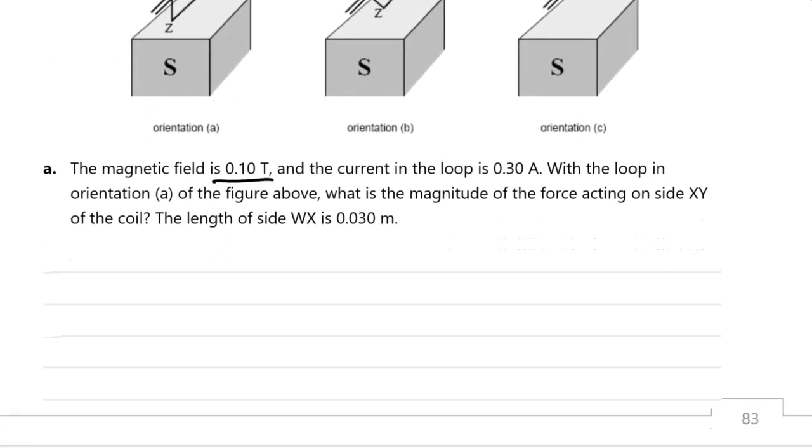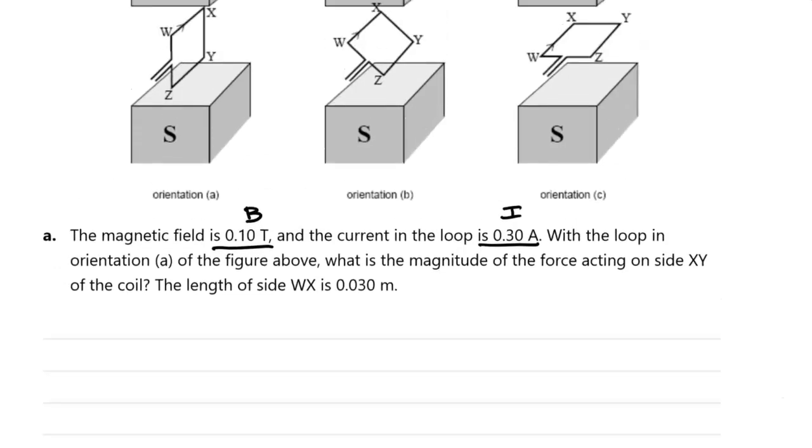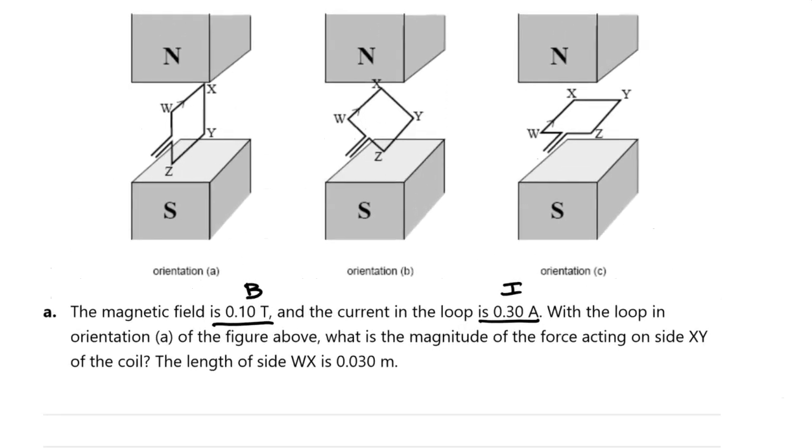We're told the magnetic field B is 0.10 Tesla, and the current in the loop is 0.30 amps. With the loop in orientation A on the figure above, what is the magnitude of the force acting on side XY of the coil? And we're told the length of WX as well. Now you may be a little alarmed because we don't have the side length XY. However, if we pause and consider the magnetic field and the direction of the current, you'll see that it doesn't actually matter.